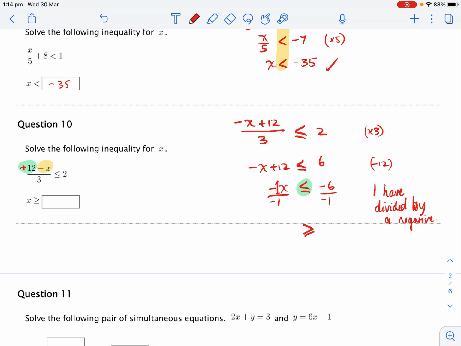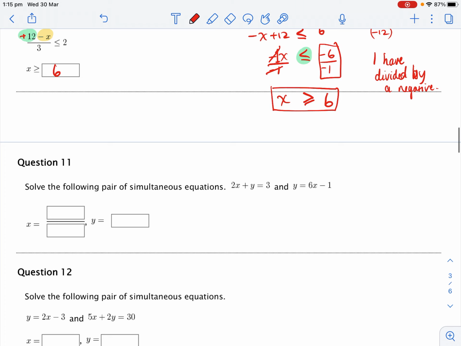So I swap my sign. Negative 6 divided by negative 1 is equal to positive 6. And the negative 1 and the negative 1 cancel each other out, and I've just got x. So my answer is x is greater than or equal to 6.